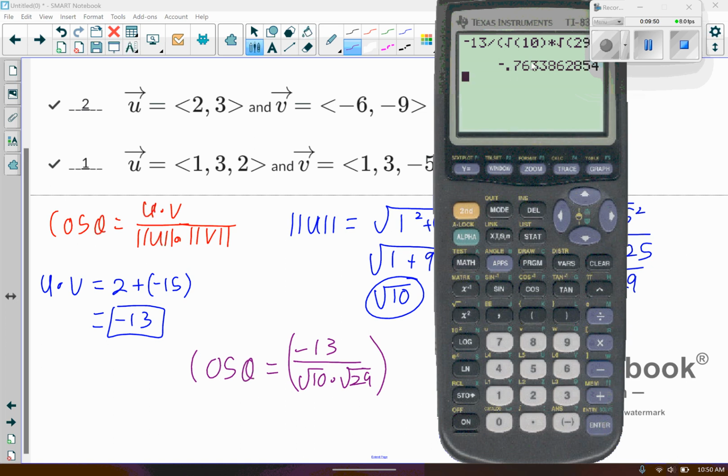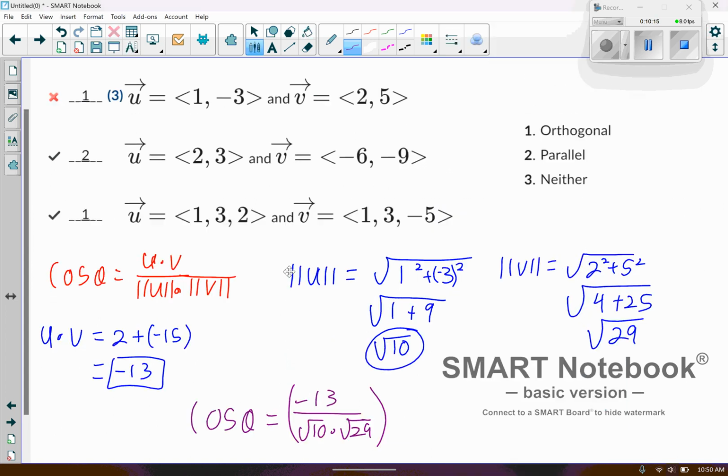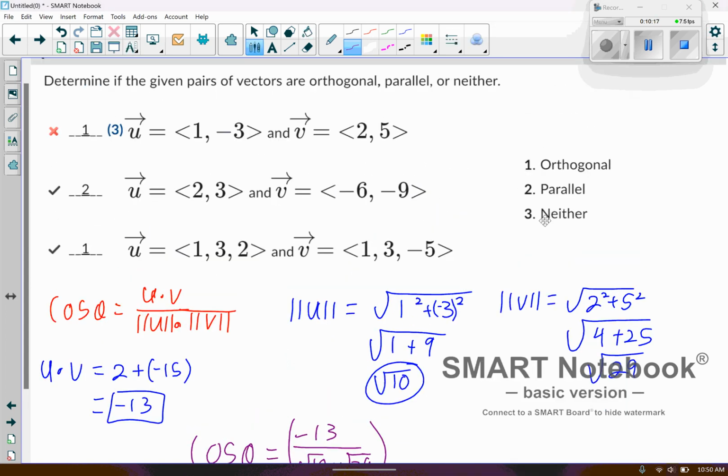So I already know it's not going to be parallel or orthogonal, because that's not going to give me either 0, 180, or 90-degree angles. So this is going to fall into that neither category. And so I'll go ahead and find the cosine inverse of this real quick just so we can see it. And so it's about a 139-degree angle between those two vectors. And so that's why that one's going to fall into the neither category.